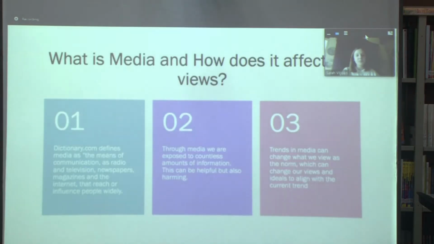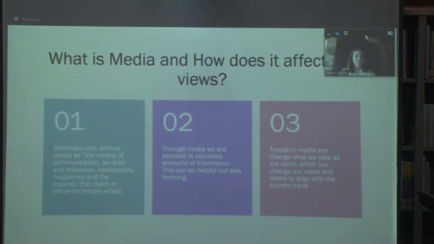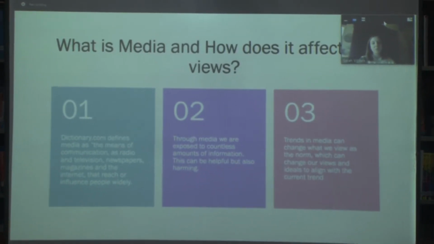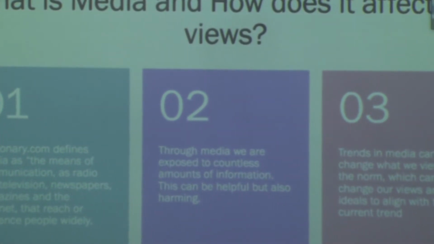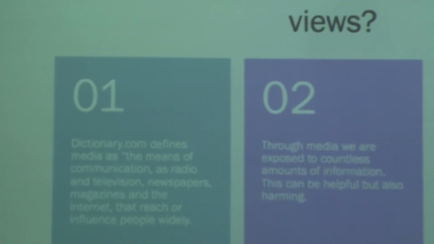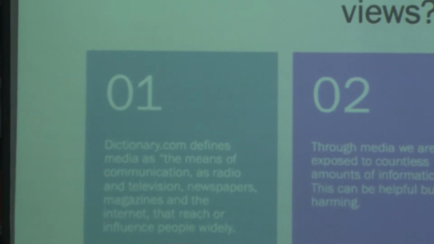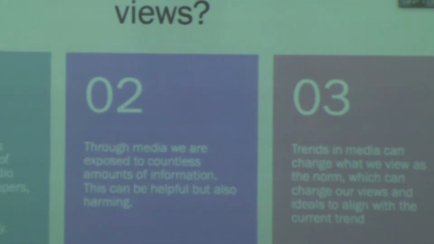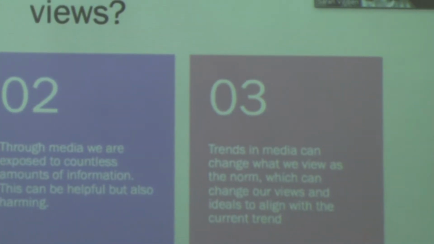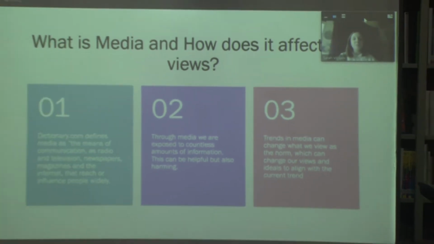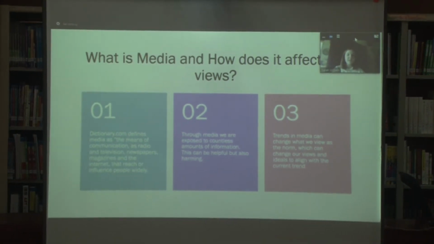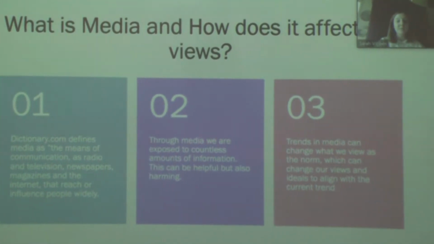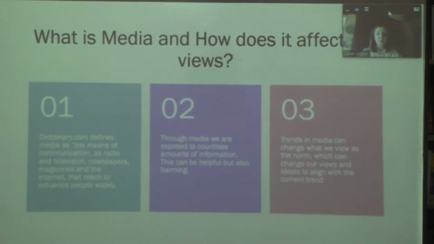So this real life situation and my knowledge question led me to ask myself, first of all, what is media? And second of all, how does media affect our views as the consumers? So first of all, dictionary.com defines media as the means of communication as radio and television, newspapers, magazines, and the internet that reach or influence people widely. So what you can immediately pull from this definition is the fact that media is meant to influence people. Media is meant to affect people. It's meant to be seen widely by people, and it's meant to have an influence on us as the audience and as the consumers.